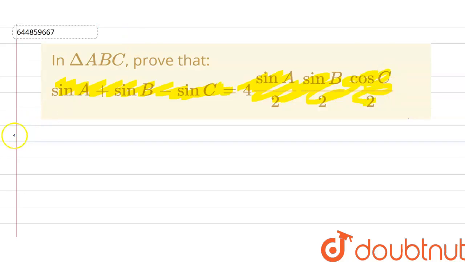Okay, so first of all, this is my solution part. It says, what is my LHS statement? If I write down my LHS statement here, this can be written as sine of A plus sine of B minus sine of C.